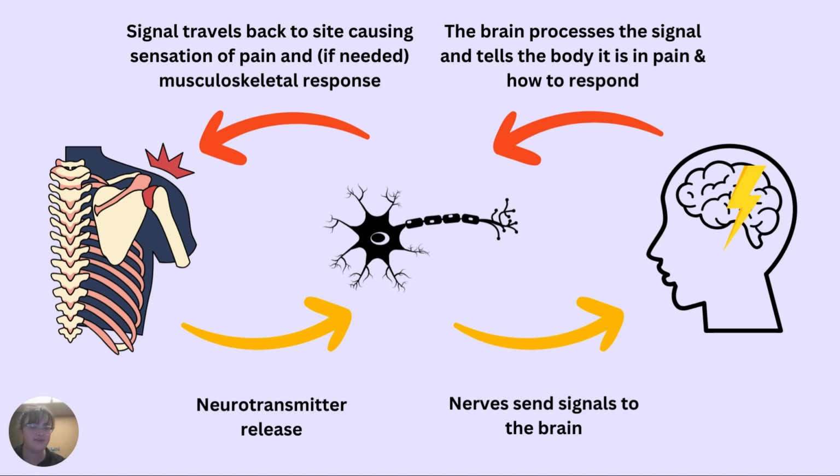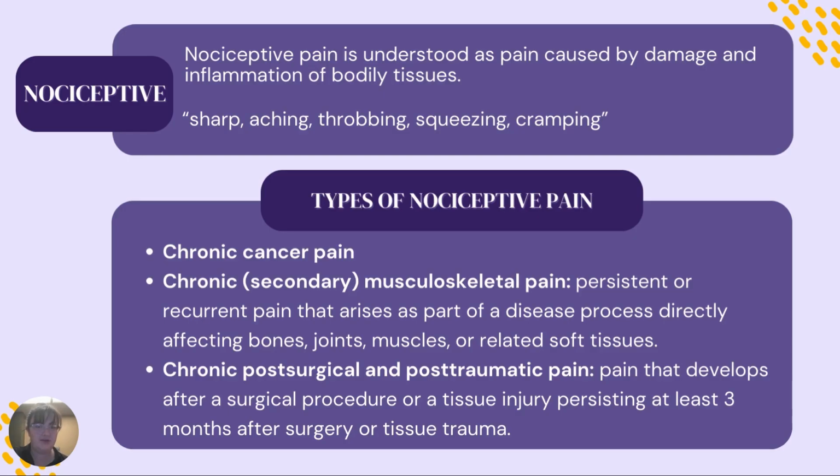Now that we kind of have that basic pathway of how pain generally works, I want to talk a little bit about the different types of pain. We're going to talk a little bit about nociceptive, neuropathic, and nociplastic pain. These are the general three categories.